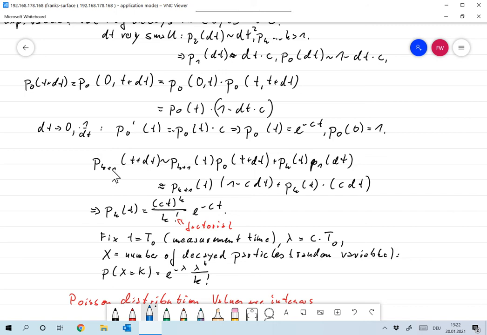And now that can be done for pk as well. The probability that we're measuring k plus 1 decays in time 0 to t plus dt is equal to the probability that we measure k plus 1 decays in the time from 0 to t, and none in the time from t to t plus dt. So that should be a P0 of dt over here, excuse me.